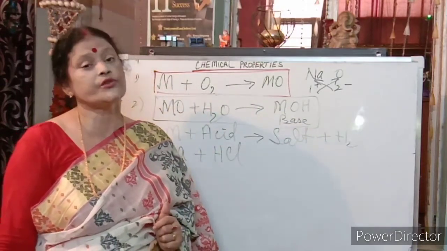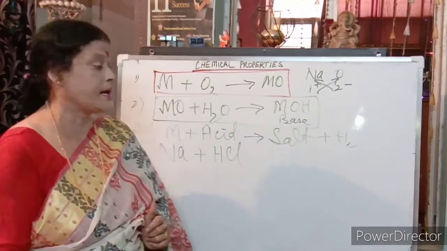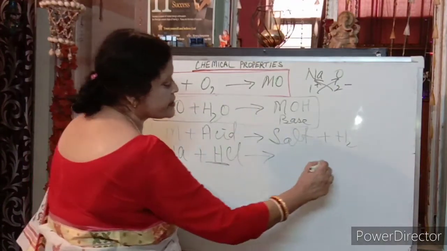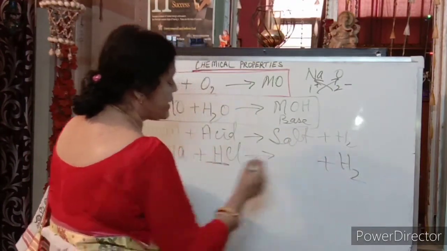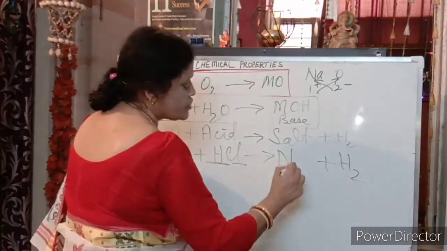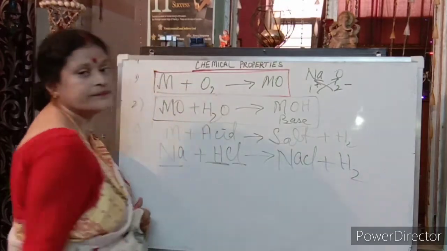Clear? Why does HNO3 not evolve hydrogen? That I'll discuss again. Now for sodium, see, hydrogen is released. So you release hydrogen, and we balance this side. What is left is sodium chloride, which is a salt. So sodium chloride. Simple.